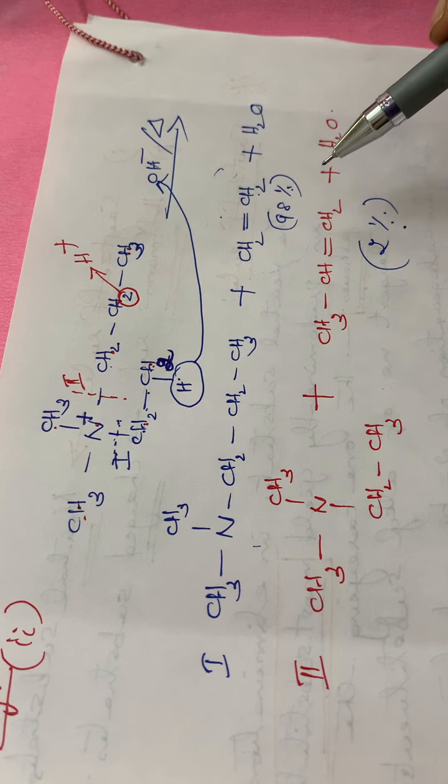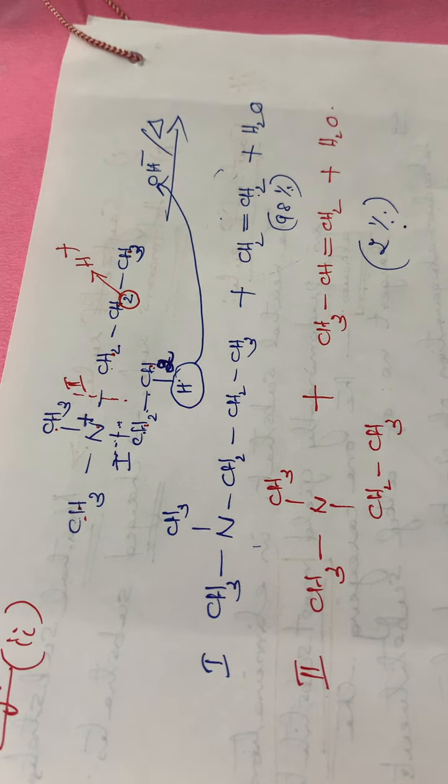Okay. Then in the next class, we have to go through this elimination versus substitution reaction, that is SN1 versus E1 and SN2 versus E2, and also some of the factors affecting these reactions.